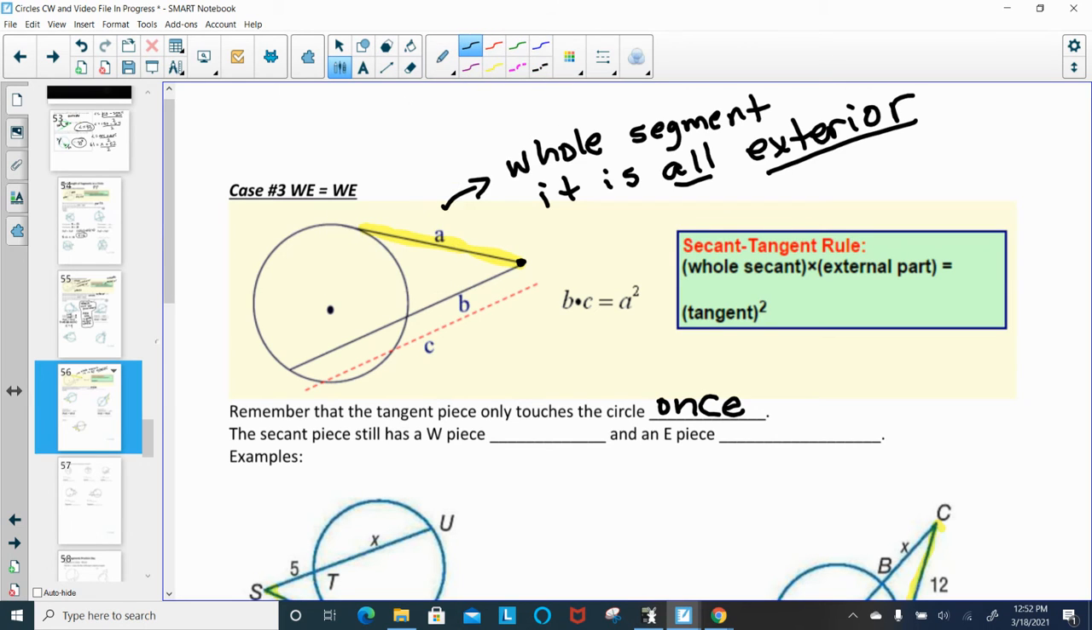Let me just make sure we finish filling in the notes. The secant piece, though, still has a piece that is whole and an E piece that is exterior. So that part hasn't changed. We've just kind of gotten rid of one of those secant pieces and replaced it with a tangent piece.